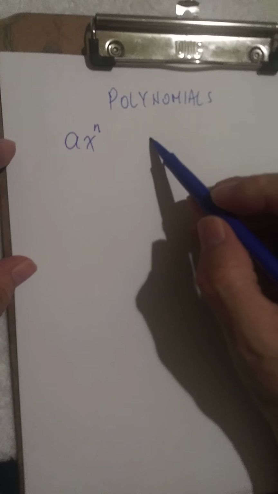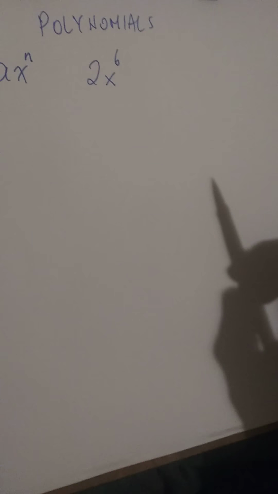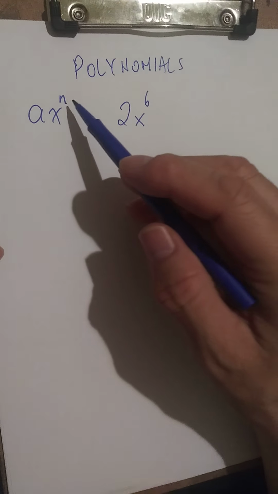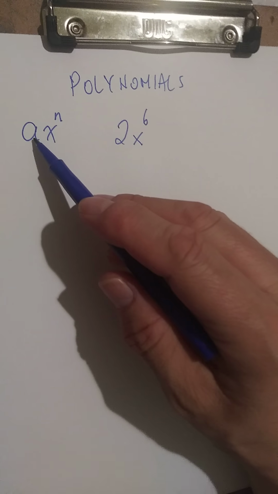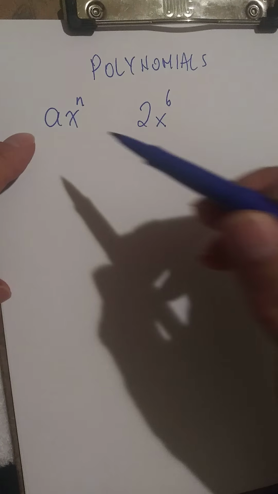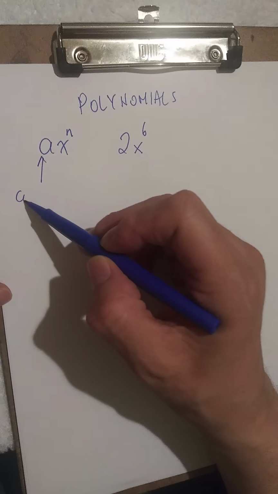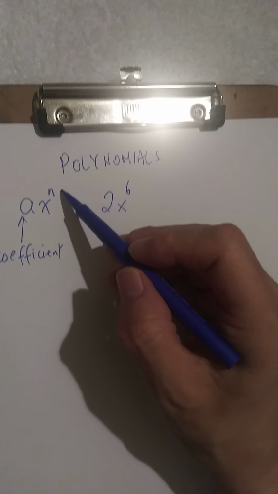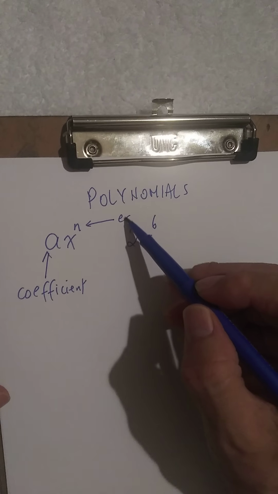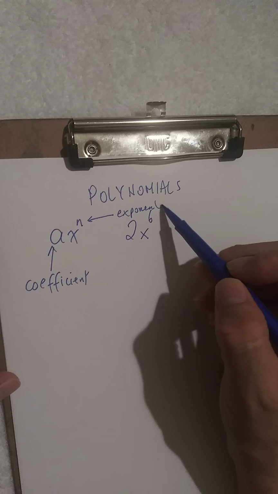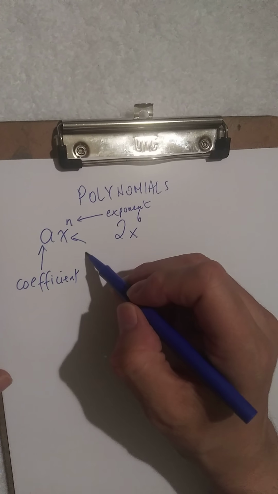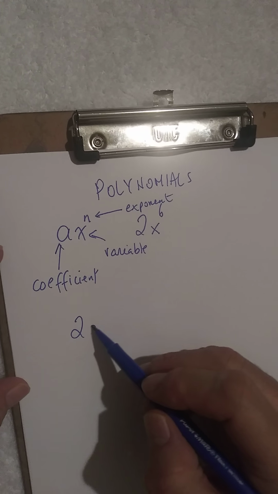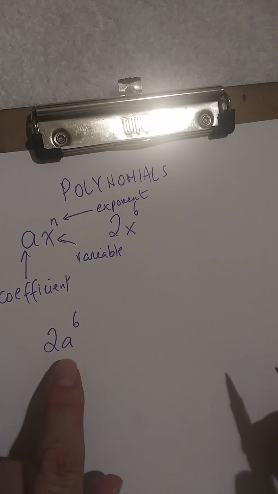For example, 2x to the power 6. In this case, n is 6 and a is 2. Okay, n is an exponent and a is called coefficient. So that's a coefficient and that's an exponent. Okay, so let's write this down. This is a coefficient. This n here is an exponent. X is a variable and we can pick any letter to be the variable. So I'm going to rewrite this example, 2a to the power 6. In this example, the variable is a.